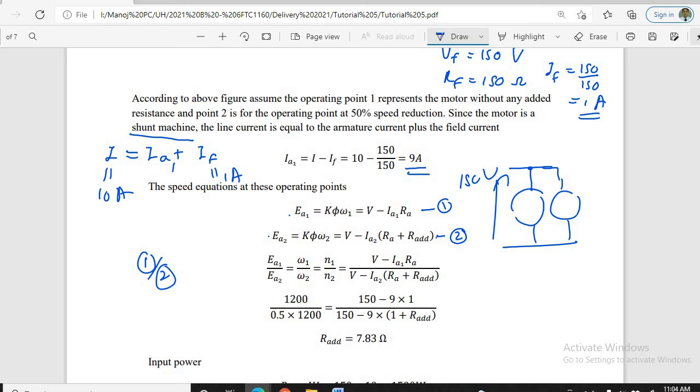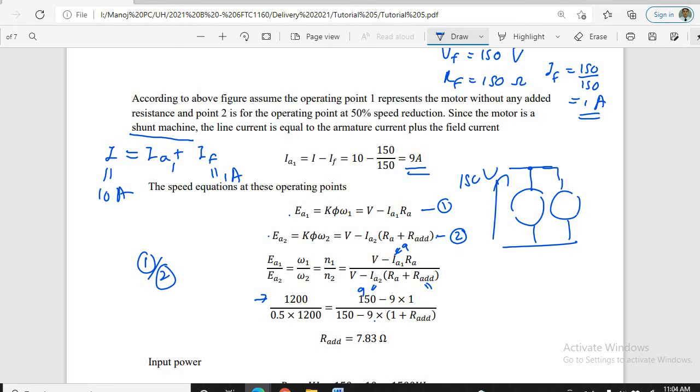here omega 1 is 1200, and omega 2 is actually 600, which is 0.5 times 1200, and it is equal to 150 minus, here this is equal to 9, right? For both cases this is equal to 9. Only this R add is the one that you add in, right?